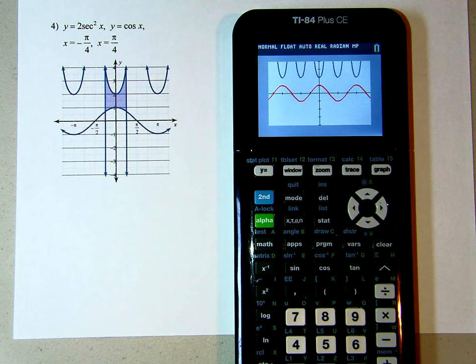Now, when we do our subtraction, we want to make sure it's always top curve minus bottom curve. That's the way the formula works. You may not know off the top of your head what 2 secant squared looks like, but you should absolutely know what cosine looks like. So cosine is the red curve here, which is the bottom one, and then the other one must be the 2 secant squared, which is the blue curve on my calculator.